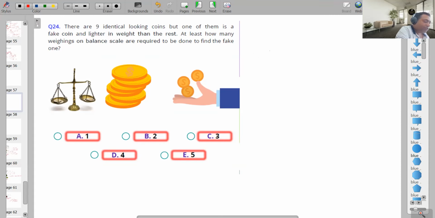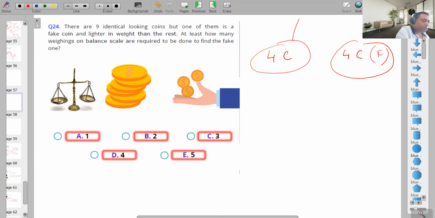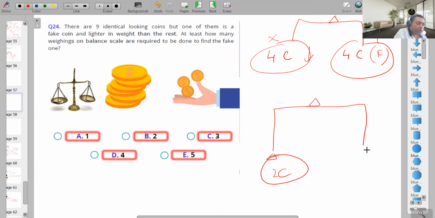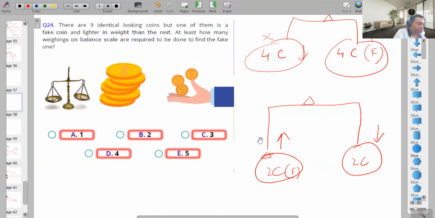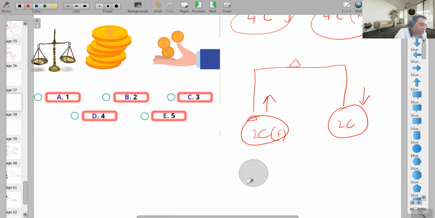If we put 4 coins here and 4 coins here on the balance, and let's say the fake one is in this one, then this one will go up and this one will go down because this one is lighter. Then you'll have to do one more weighing. These other 4 coins are not fake, so you'll use these 4. You'll put 2 coins here and 2 coins here, and let's say this time the fake one is in this one. So this one goes up and this one goes down. Therefore you are left with these 2 coins, so you'll do another weighing.